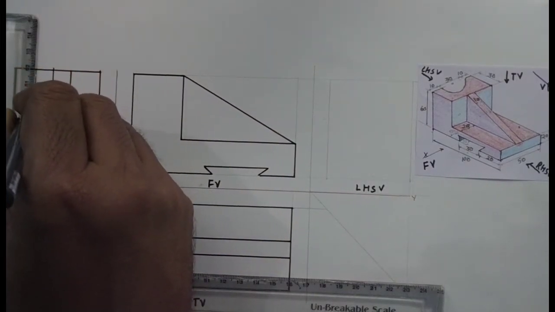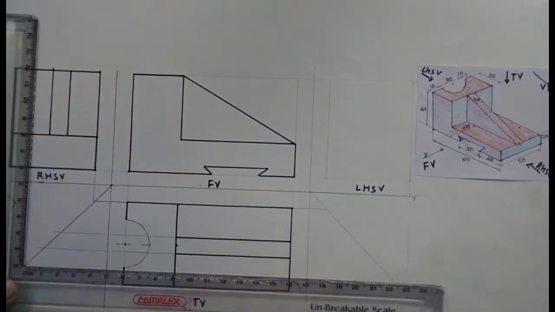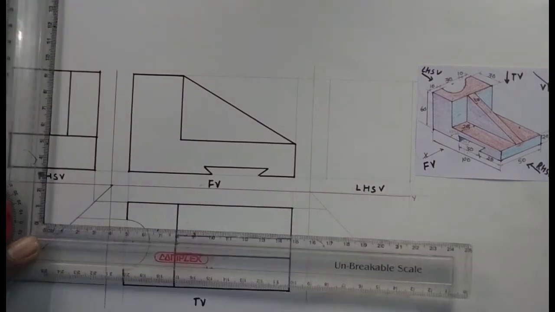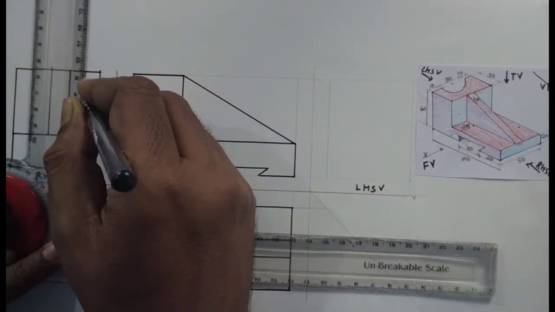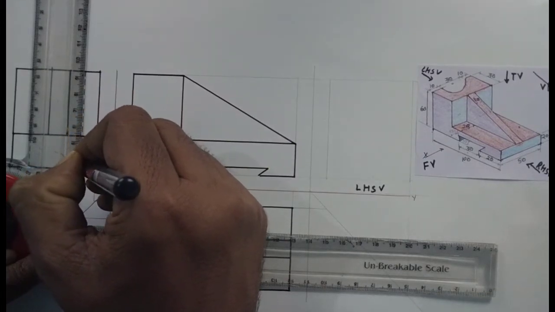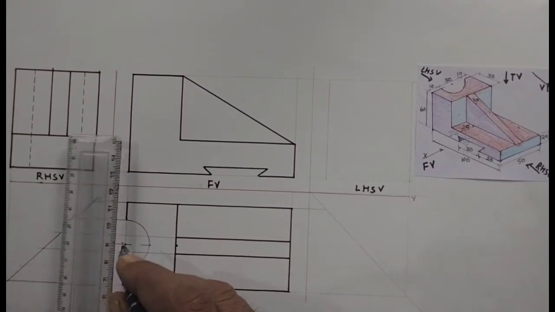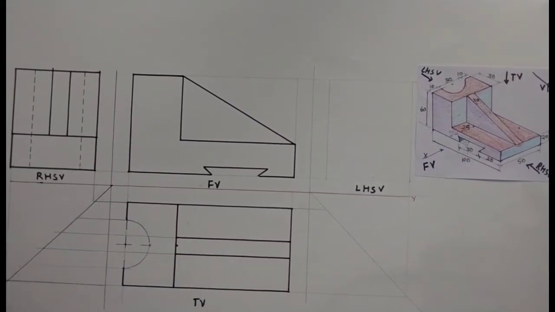and in the top part you can show the dotted line. Similarly, you can collect the projection from this corner and draw the dotted line. This is the central line of the semicircular vertical hole.